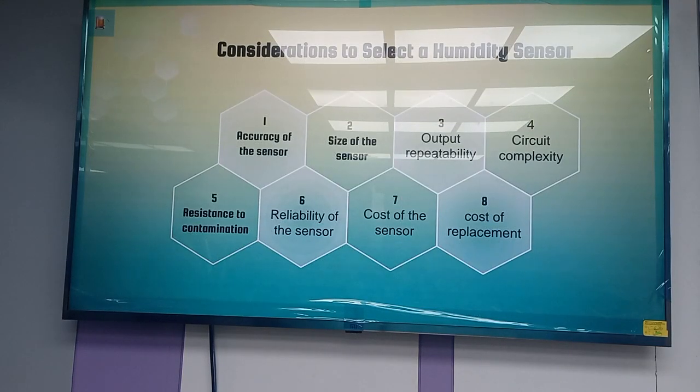So in the electrical sector or other sectors, we have to consider some basic things to use a humidity sensor. First of all, we have to know the accuracy of the sensor, the size of the sensor, output repeatability, circuit complexity, resistance to contamination, reliability of the sensor, cost of the sensor, and cost of replacement. We have to keep in mind that all these things are present in the humidity sensor which we have selected.